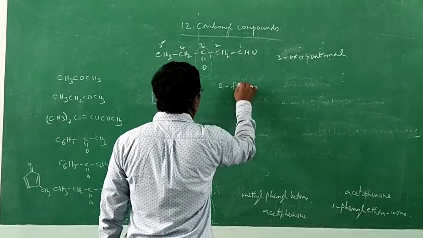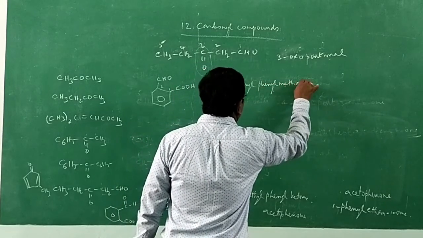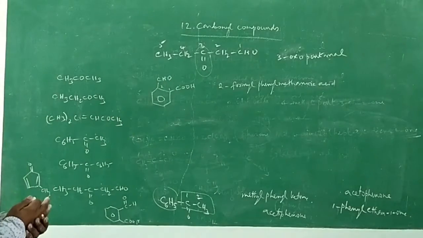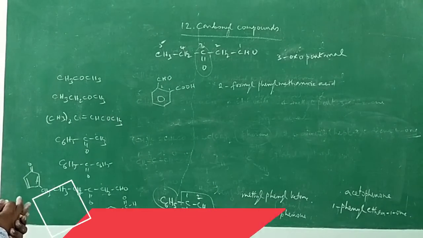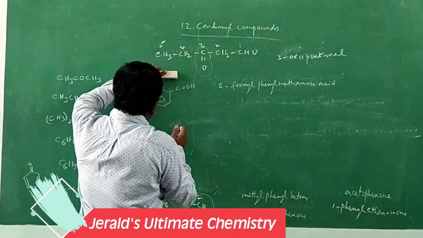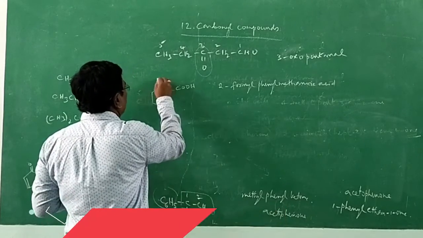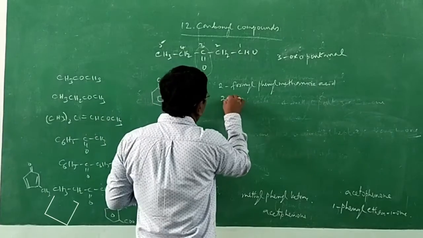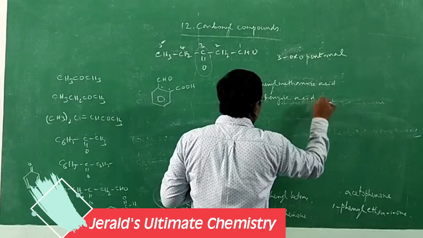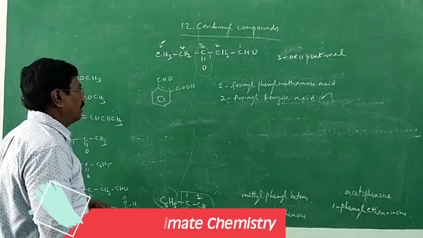2-formyl phenyl methanoic acid. At the second carbon, we have a formyl group, therefore it gets the name 2-formyl phenyl methanoic acid or 2-formylbenzoic acid. If we remove this, it can be called benzoic acid or phenyl methanoic acid. At the second carbon atom we have formyl. Therefore, 2-formylbenzoic acid. This is the most accepted IUPAC name. Nothing wrong in saying 2-formyl phenyl methanoic acid.